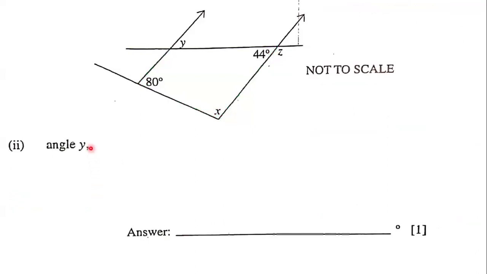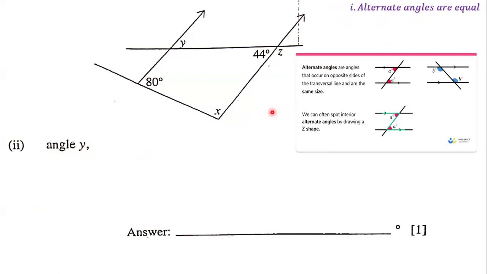Next, our goal is to determine the size of angle Y. Notice that angle Y is here. And notice that alternate angles are equal. This useful geometrical rule is going to help us in figuring out the size of angle Y. Alternate angles are equal, but how do we identify alternate angles? Well, it says here that we can often spot alternate angles by drawing a Z shape.